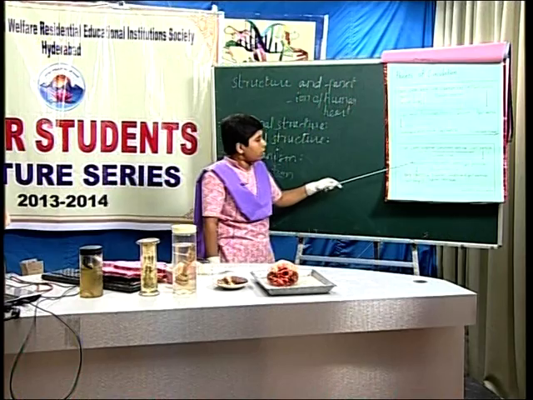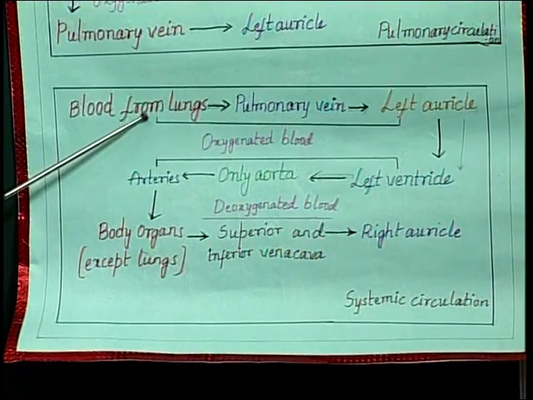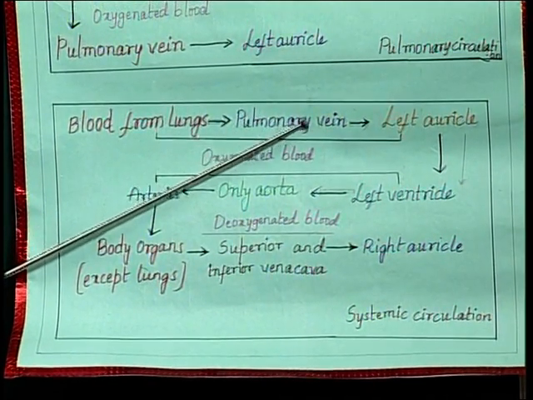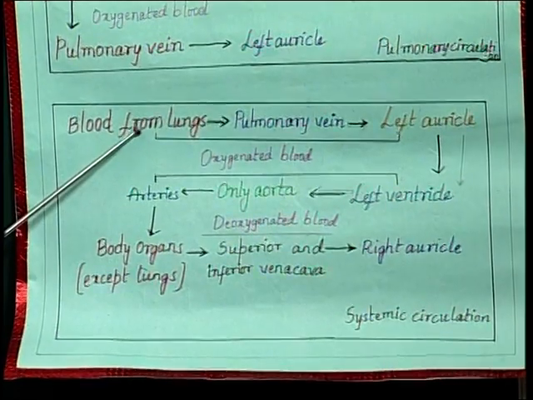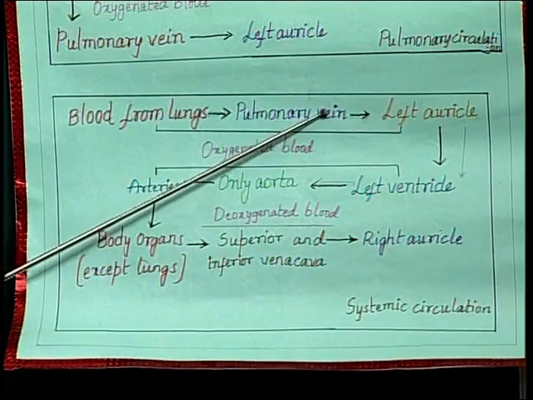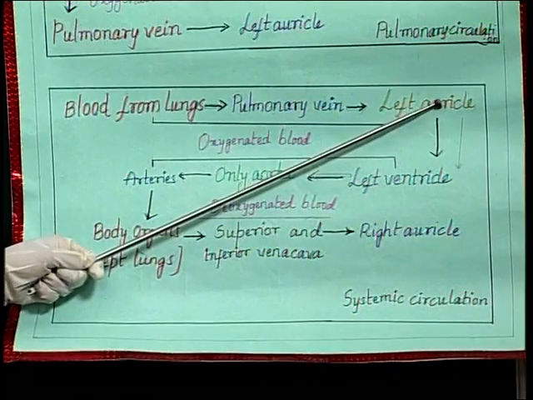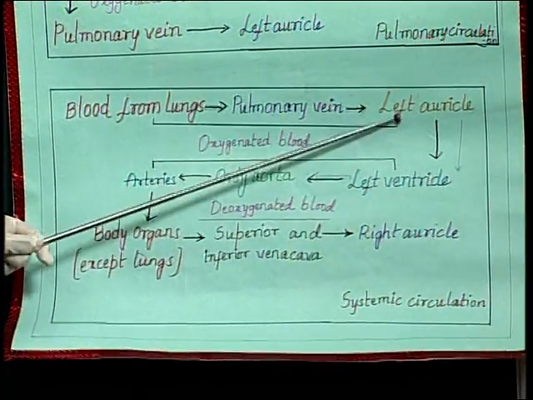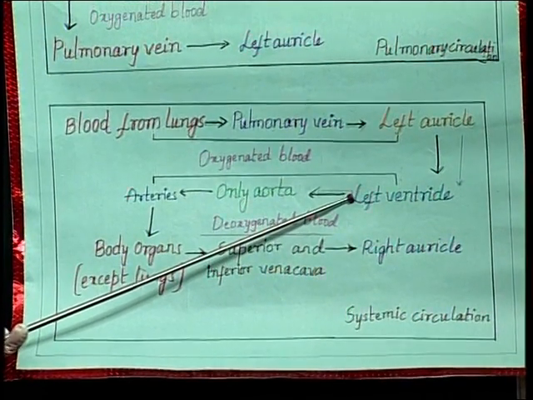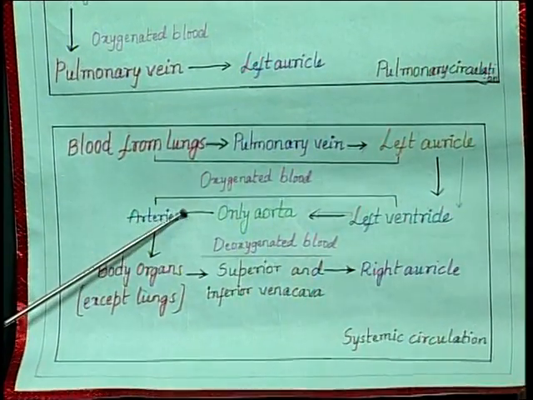And next, systemic circulation. In the systemic circulation, the oxygenated blood from the lungs is carried by the pulmonary vein to the left auricle, and from the left auricle the oxygenated blood enters the left ventricle, and from there it is carried by the arteries. It means the systemic aorta.